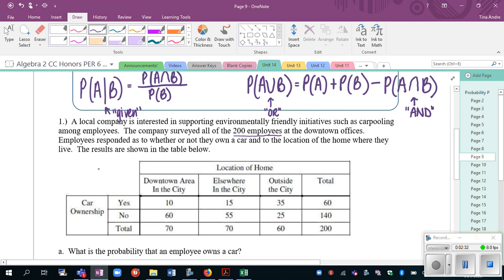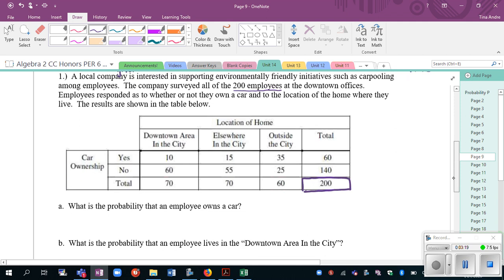Just to interpret the table here, our columns are talking about the location of their home, and our rows are talking about car ownership. Notice the 200 employees is right down here in the corner. We have 60 people that own a car, 140 that don't. When you add those together, that gives us the 200. And then 70 people in the downtown area, 70 people elsewhere in the city, 60 people outside of the city. Add those up, and that gives the 200 people. Versus if I'm right here, 10 would represent people that have a car and are in the downtown area. So that's how you interpret the table.